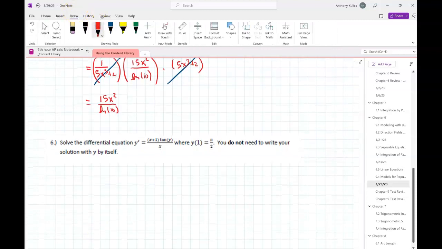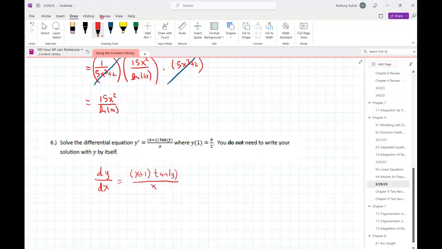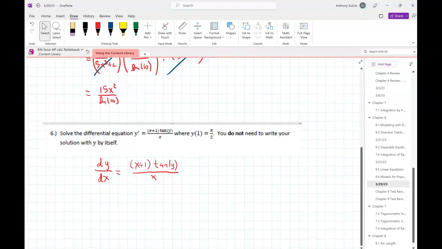Okay, so it says to solve the differential equation. So I'm going to start just by rewriting the y prime as dy dx. And the first thing I'm going to do is check to see if this is separable. Can I get the x's on one side and the y's on the other? And it certainly seems that way, right?